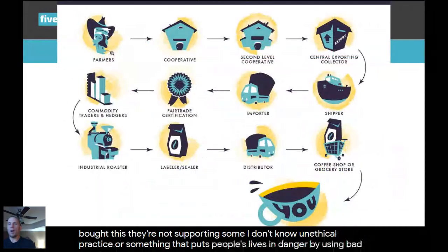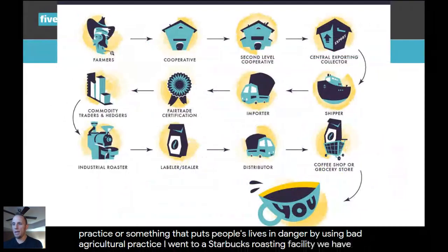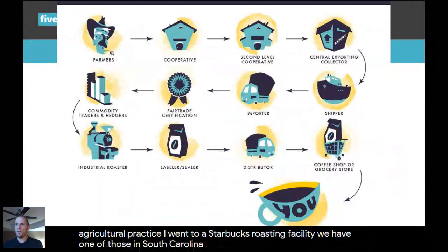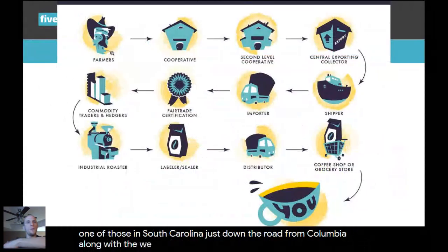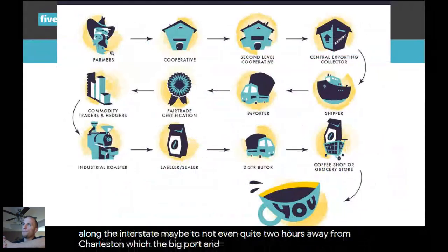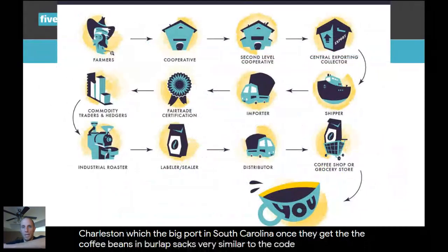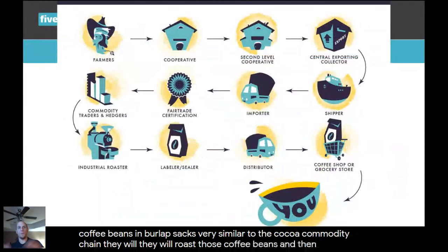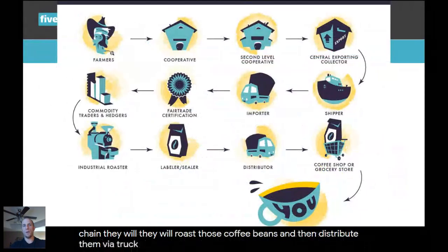I went to a Starbucks roasting facility. We have one of those in South Carolina, just down the road from Columbia along I-26. When you think about the why of where it's located, it's along the interstate, not even quite 2 hours away from Charleston, which is the big port in South Carolina. Once they get the coffee beans in burlap sacks, very similar to the cocoa commodity chain, they will roast those coffee beans and then distribute them via truck to other stores and places throughout the Southeast.